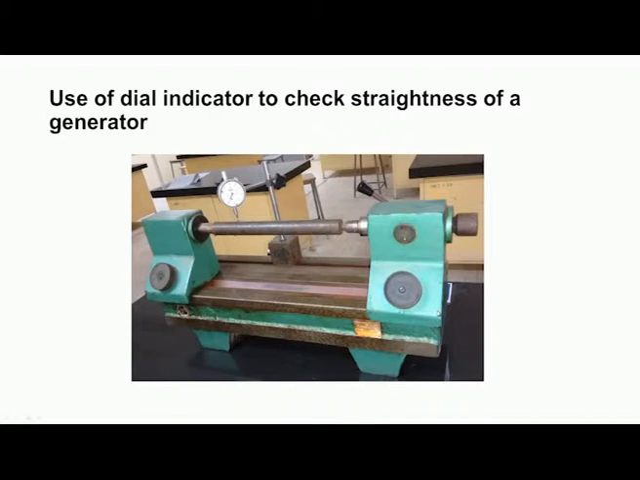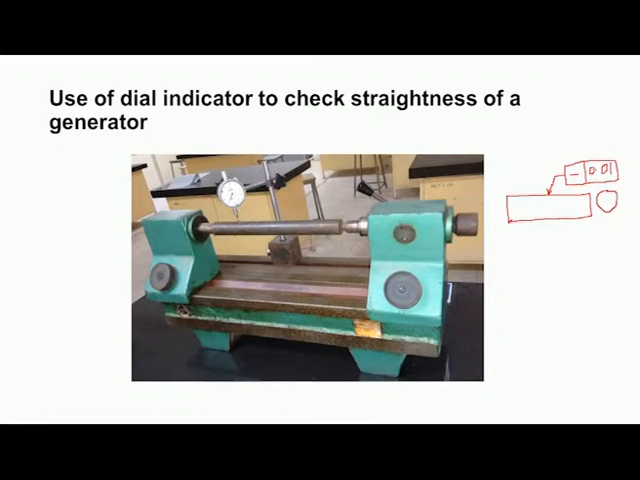Now, we can use a dial indicator or a test dial indicator to check the straightness of the generators on the cylinder. Say this is the cylinder with some diameter, and the straightness is specified to be say 0.01 millimeter. So, this is the specification, the straightness tolerance.